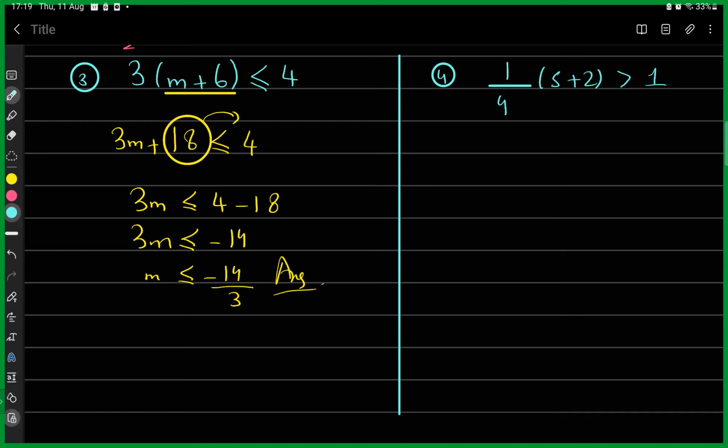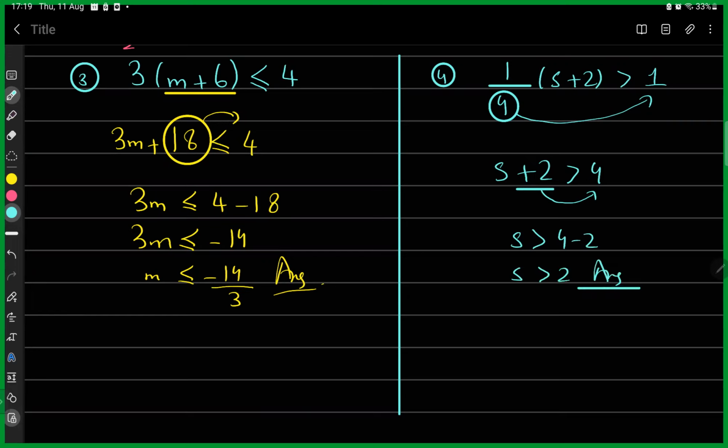Okay, very good, Bipesh. We'll take this 4 on the other side. It's being divided on the left side, so it would be multiplied on the right side. S plus 2 is greater than 4. We have positive 2 here. I'll just take this on the other side and it would become S is greater than 4 minus 2, and it would be S is greater than 2, and this is the final answer.